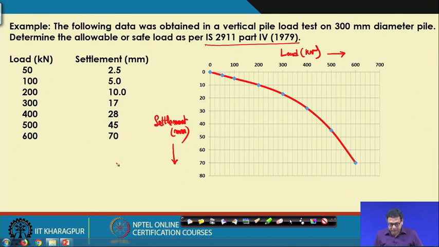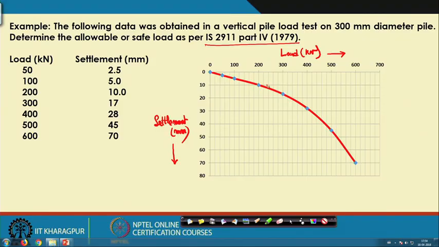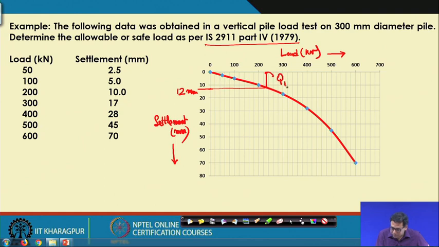My first clause as per the IS code is 2/3 of the load corresponding to 12 millimeter. We will take 2/3 of that. Here this is 220, this is 230, and 12 millimeter is somewhere here. So, this is 12 millimeter, and the corresponding load is this one. So, my Q1 is equal to 230 kilonewton.